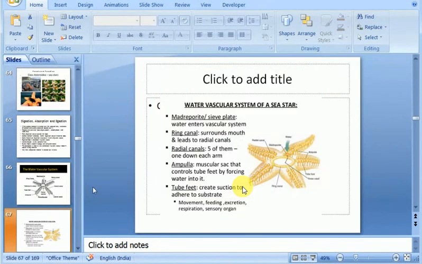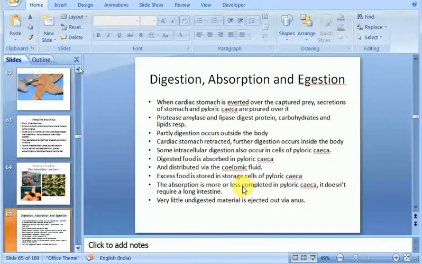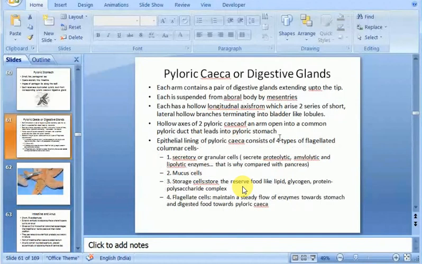Where was I? I was talking about the pyloric stomach, pyloric ceca and digestive glands. These glands extend in each arm up to the tip. They are pouch-like structures with smaller branches which join and form separate longitudinal branches that open into the common pyloric duct.